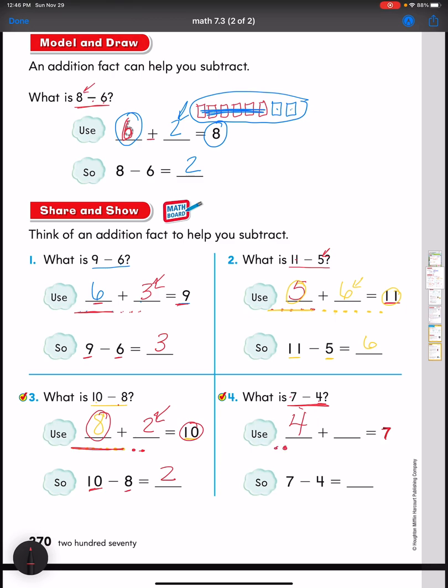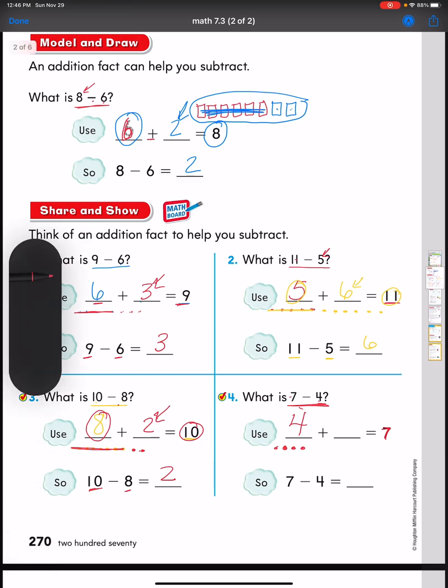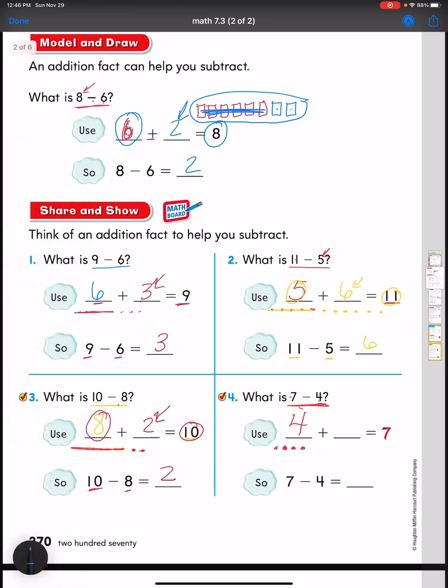So 1, 2, 3, 4. Plus what will equal 7? 5, 6, 7. I'm going to stop because I got to 7, but what did I add? I added 3. That means 7 minus 4 will equal 3.